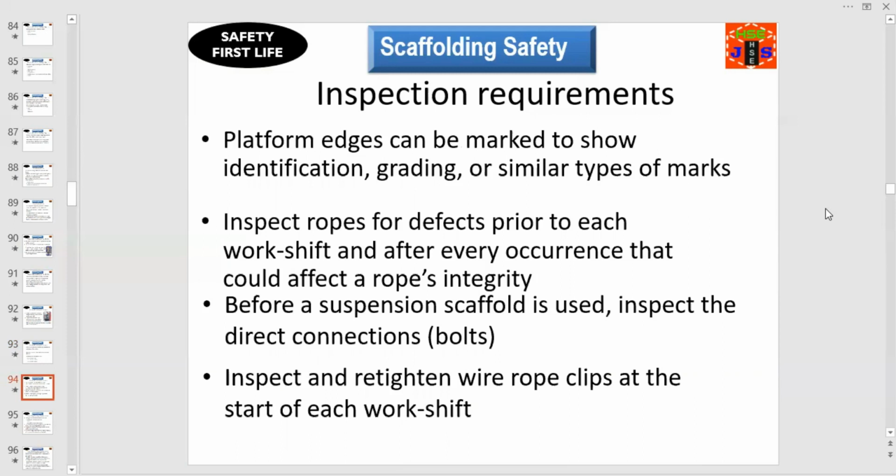Inspect ropes for defects prior to each work shift and after every occurrence that could affect a rope's integrity. Before a suspension scaffold is used, inspect the direct connections, bolts. Inspect and retighten wire rope clips at the start of each work shift. This is how you can inspect a scaffolding structure. I'll go in depth in the upcoming video on how to identify faults and hazards physically and practically on a scaffolding structure.